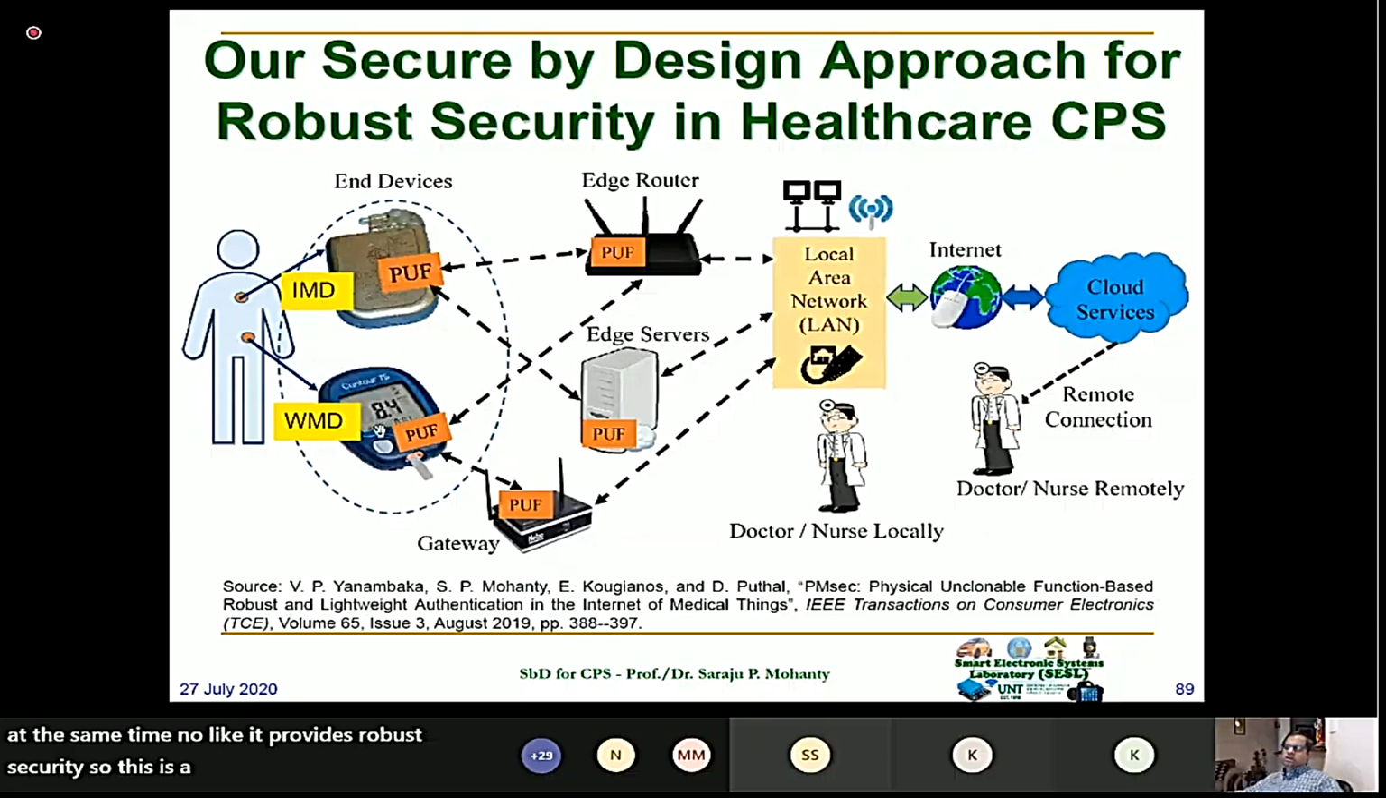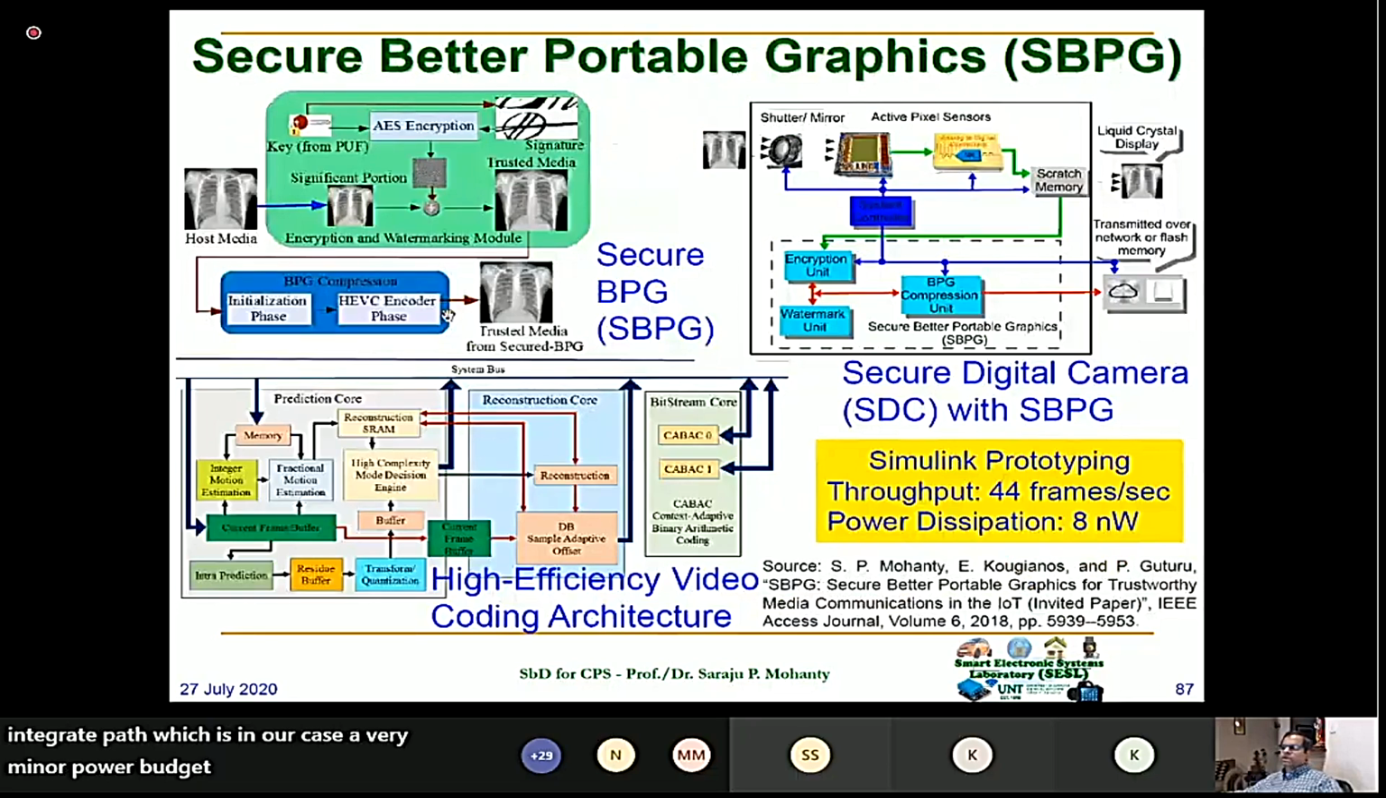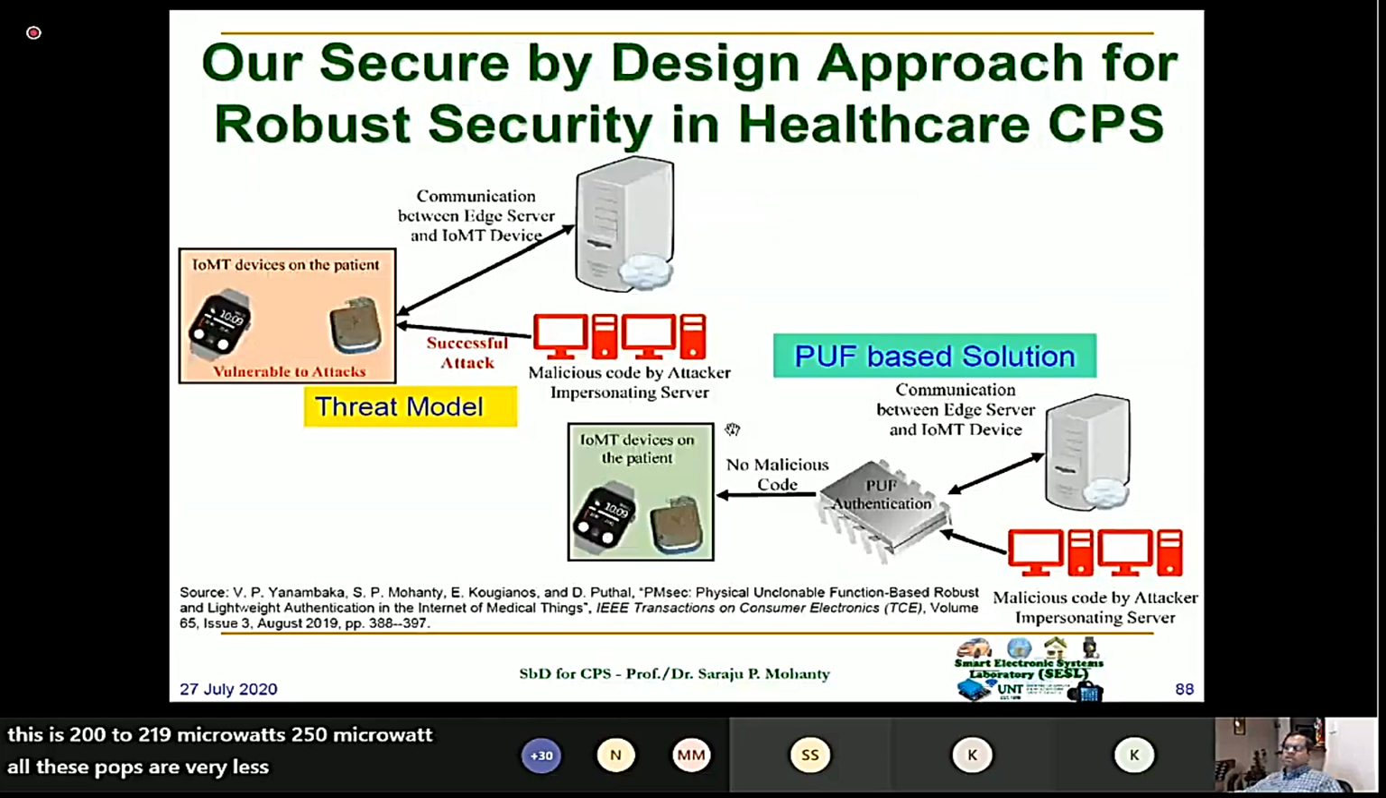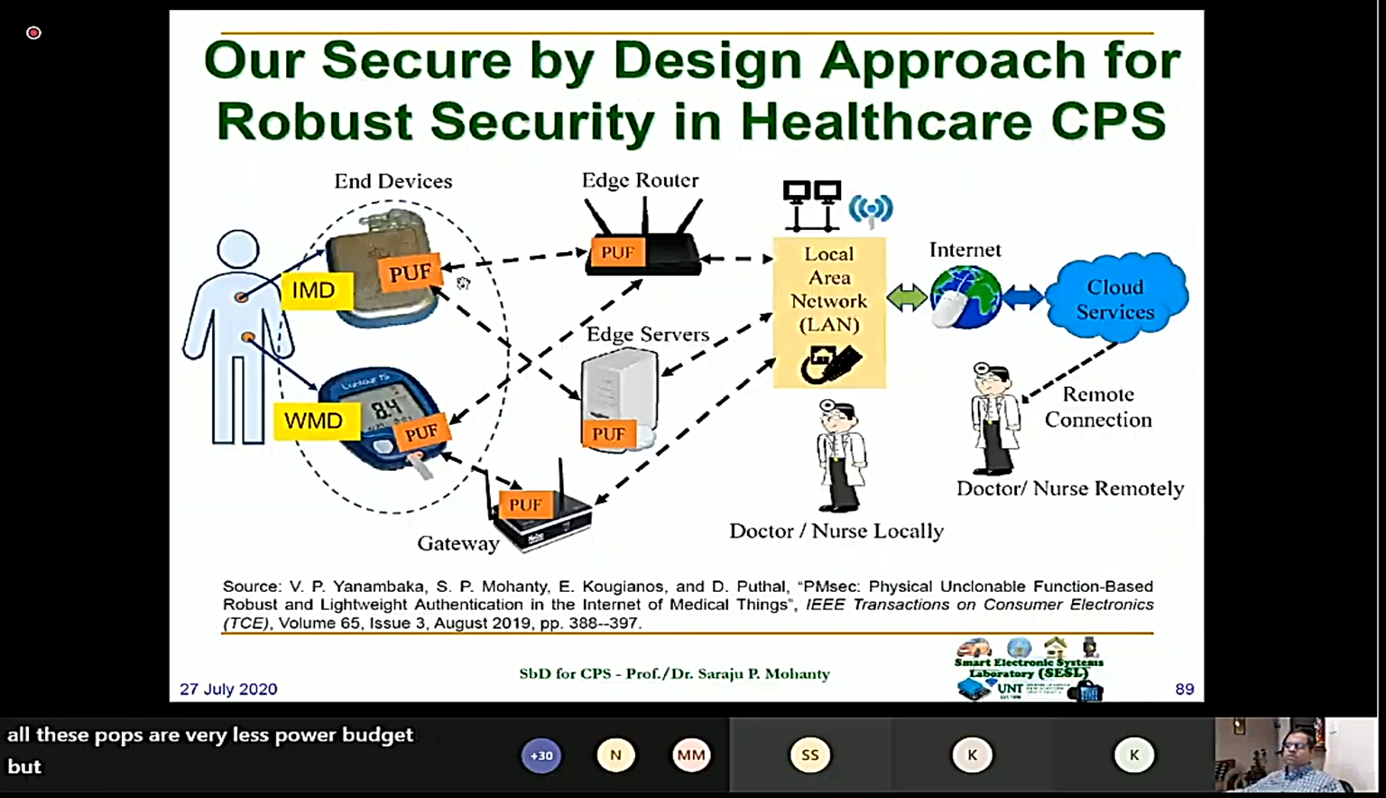So these are different wearable and implantable devices. Okay, and we integrate PUF, which in our case is a very minor power budget. As I was mentioning, we have different types of PUF. Here, for example, this is 200 to 219 microwatt, this 250 microwatt. All these PUFs have a very low power budget, but I'm very happy if we can further reduce it, which can happen depending on technology and so on as we keep doing things.